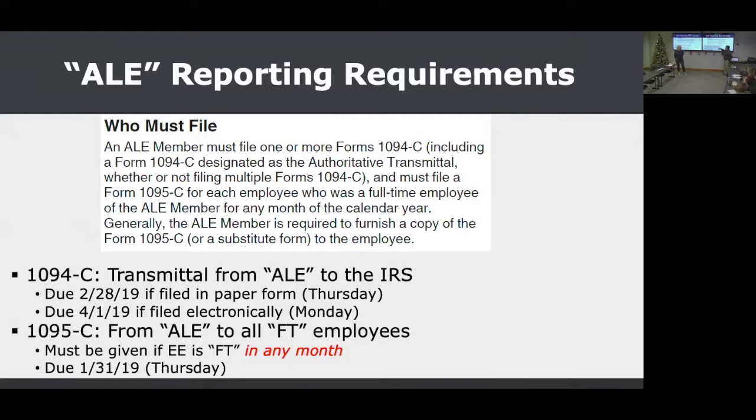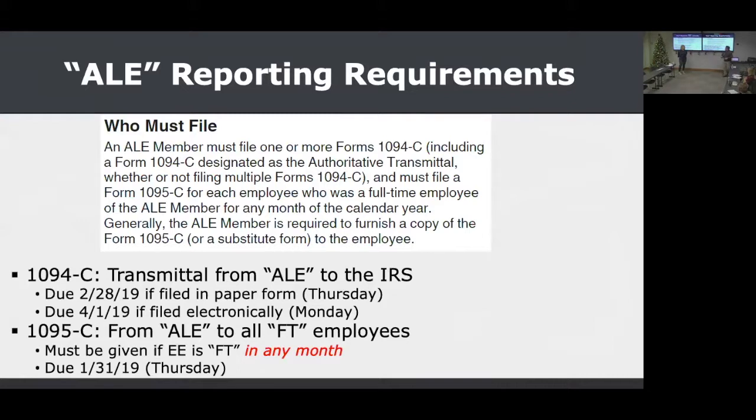You'll remember they always change it based on if you're filing on paper or filing online. I think most everybody now does the filing online. So the important date for that, number one, it's a Monday. So if you have a weekend scramble, if you're a procrastinator, that works out nicely. But it's due April 1st, 2019.